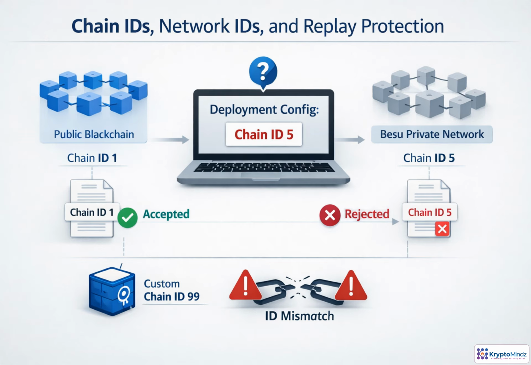Chain ID is part of the transaction signature, so it determines where that transaction is valid. This prevents a transaction signed for one chain from being replayed on another. Besu private networks often define a custom chain ID in Genesis, and your deployment tool must use that exact value. Do not confuse it with a friendly network name or even the peer network ID. If the IDs differ, deployments can fail before the contract ever runs.